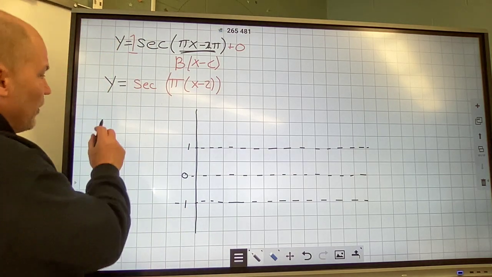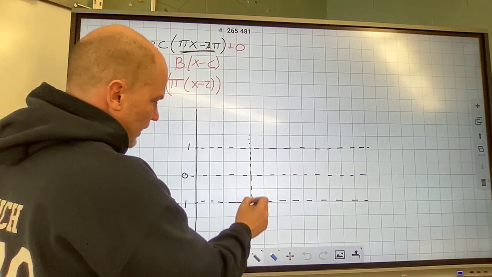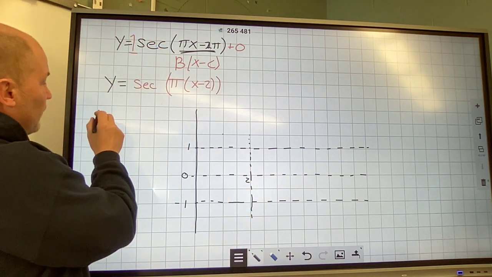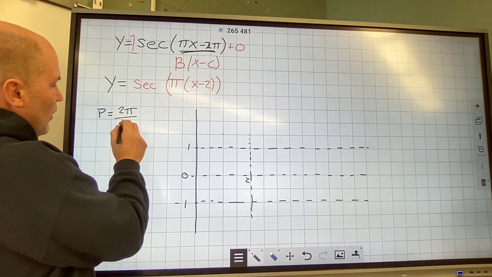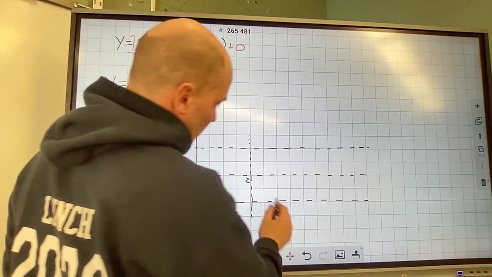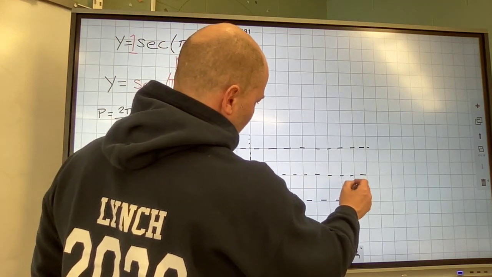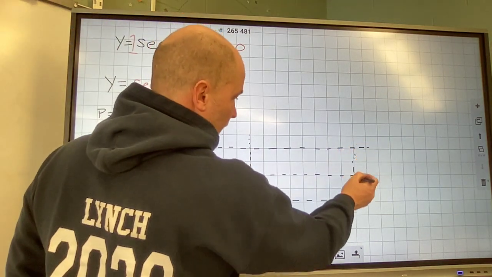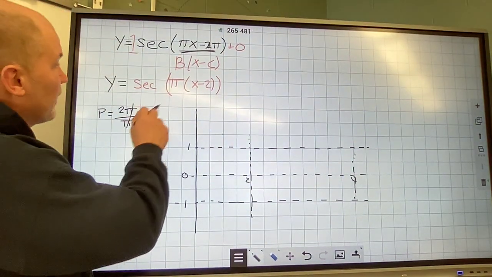I now know that the start of my function is 2, so I will keep this to scale. I know that this value here is 2, and I'm going to figure out the period. Period equals 2 pi divided by b, which in this case is pi, so my period is 2. That tells me that at 4, so 1, 2, 3, 4, I think I counted that right, is going to be my full period. So I know that my cosine function fits in here.